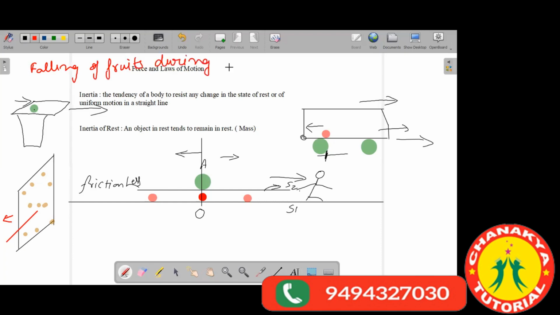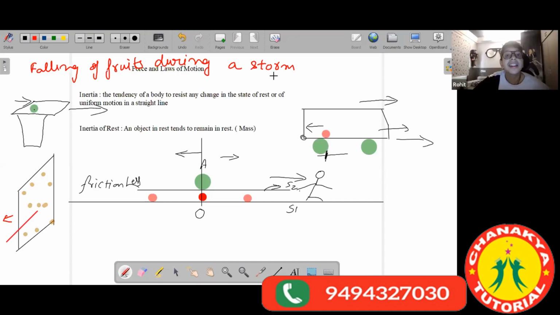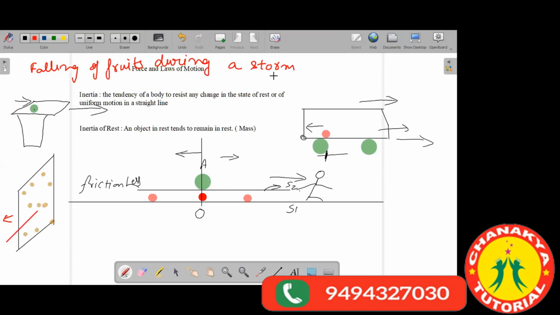What happens during a storm? During a storm, we have fast moving winds which start blowing. Due to that, the branches start moving. When the branches start moving, the fruits which are attached to the branches... Is it because the wind is applying more force on the tree branches? The wind is applying the same force everywhere, but it's the branches which are moving the most.